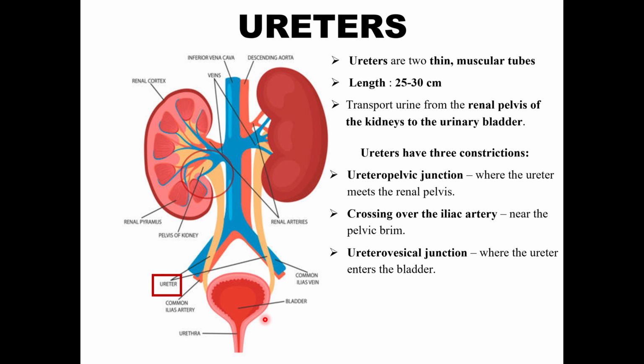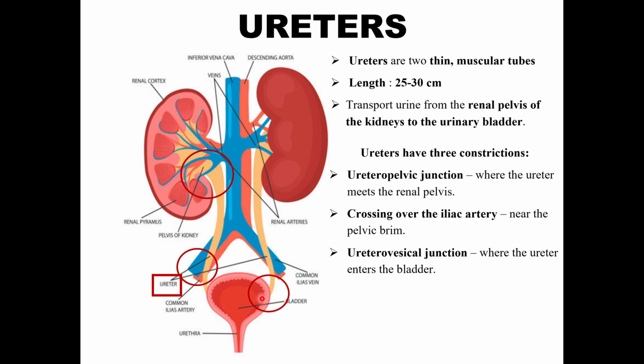Number 1 is the uretero-pelvic junction, where the ureter meets the renal pelvis. If you come below, you'll find a crossing over the iliac artery near the pelvic brim. The next junction is the uretero-vesical junction, where the ureter enters the bladder. So from where they come out and meet the renal pelvis, that is called the uretero-pelvic junction. By name itself you can identify the junction, and the last junction is the uretero-vesical junction, where the ureter meets the bladder. So these are the three constrictions.